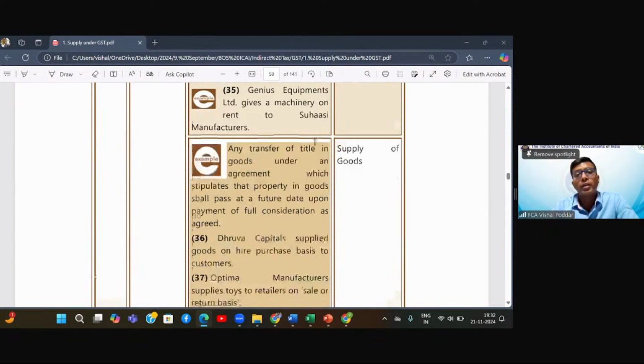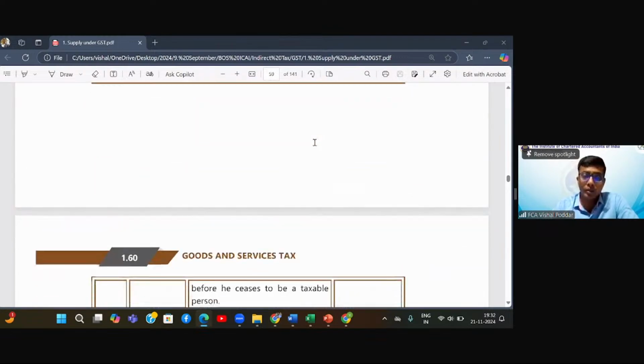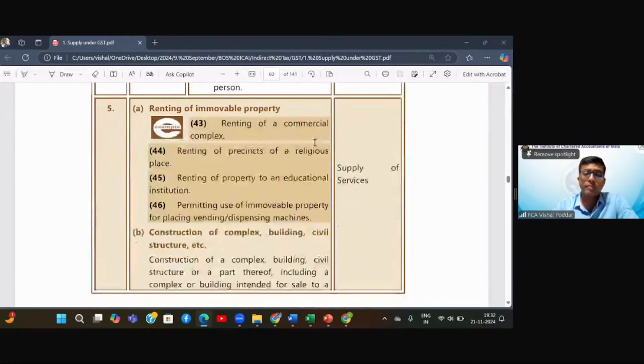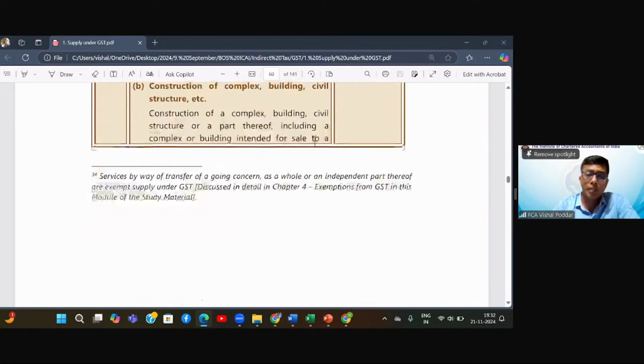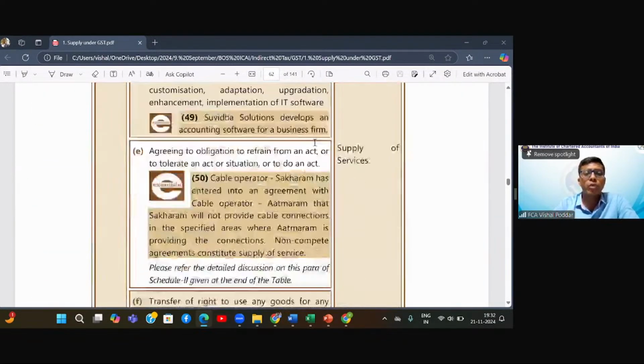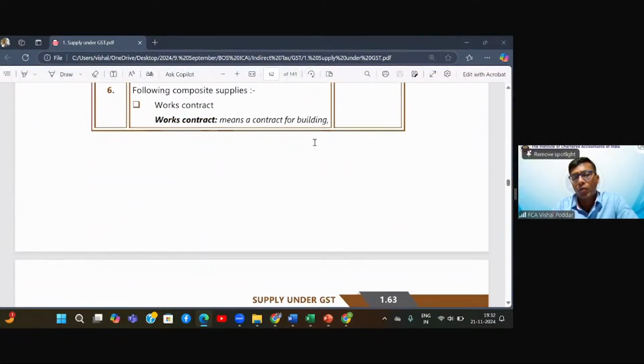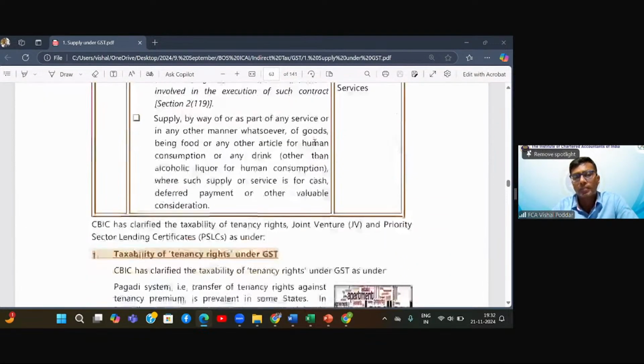And then last point comes in: this is composite supply. Now you'll say, sir, composite supply has a different section, right? But here they have covered only two composite supplies, and those two composite supplies are: works contract and supply of food articles for human consumption, which may be to eat or to drink.